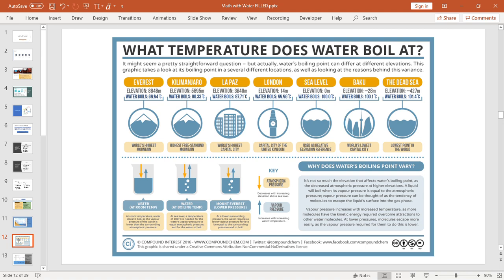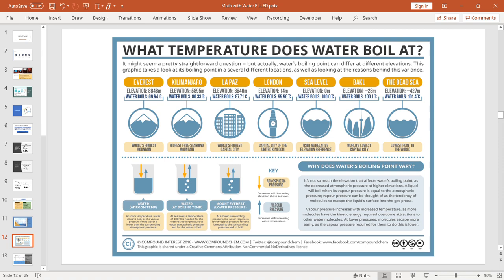So when you go to the top of Mount Everest, your water is going to boil at like 70 degrees Celsius instead of at 100. And same as you come down Kilimanjaro, we're at 80. If you go to Bolivia and you're in La Paz, you're going to boil at 87. If you're in London, you're close, so close, 14 meters above sea level. So essentially still boils at 100.